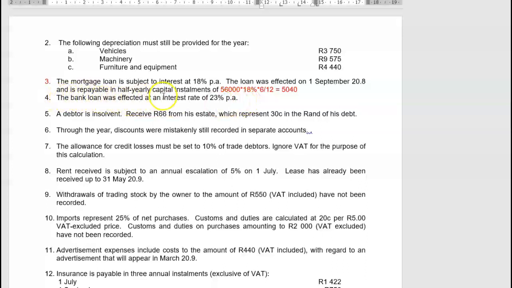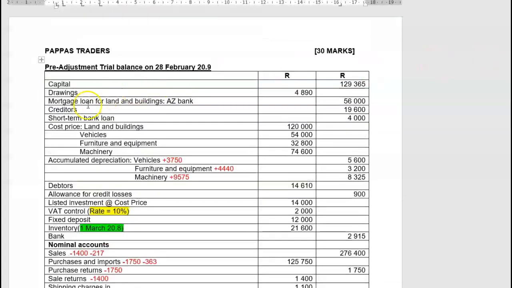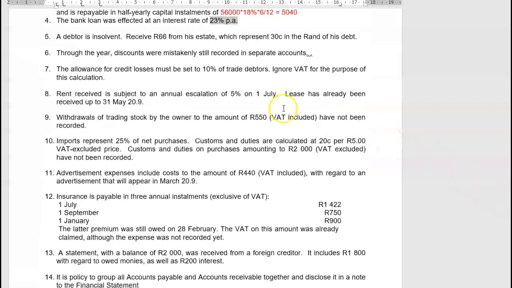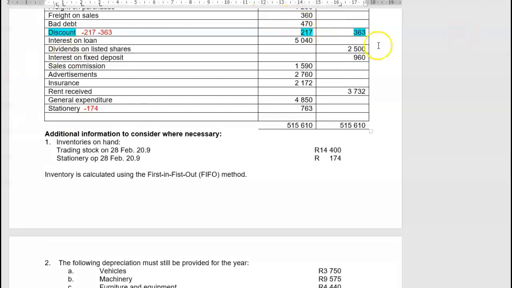Here, the bank loan was effected at an interest rate of 23% per annum. Now, we can only assume that this bank loan was outstanding for the full year. So for that one, we're going to have 4,000 Rand multiplied by 23% for the full year, and that is going to give us total interest of 920 Rand. So interest is going to increase by 920 Rand here.